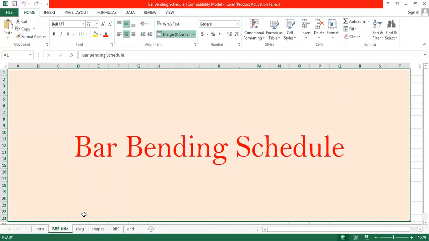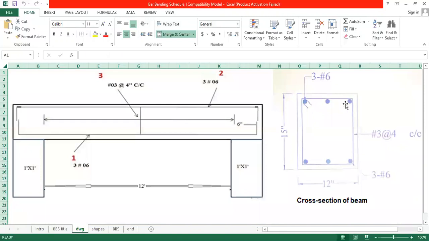So now let us discuss the bar bending schedule for that particular beam which is shown on the screen. You can see the length of that beam is 12 feet. It is resting on 1 by 1 feet cross-sectional columns. Over here is the reinforcement in detail.